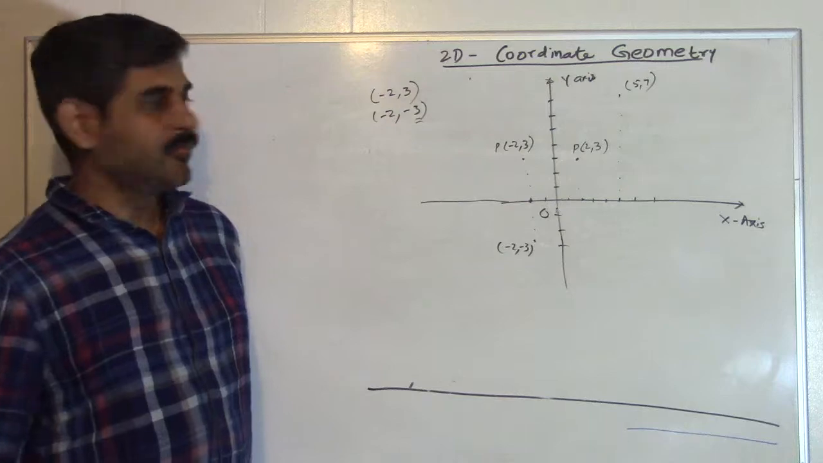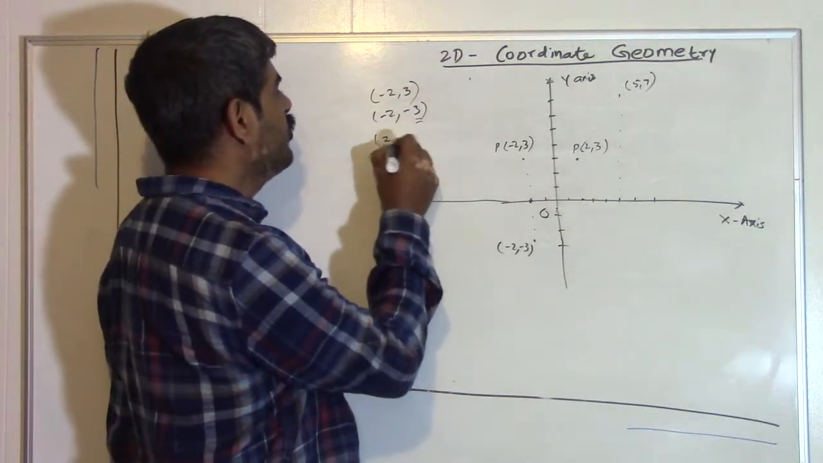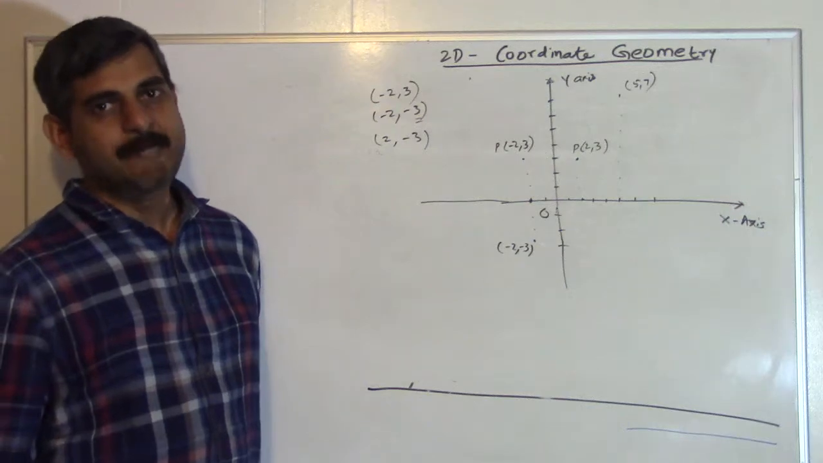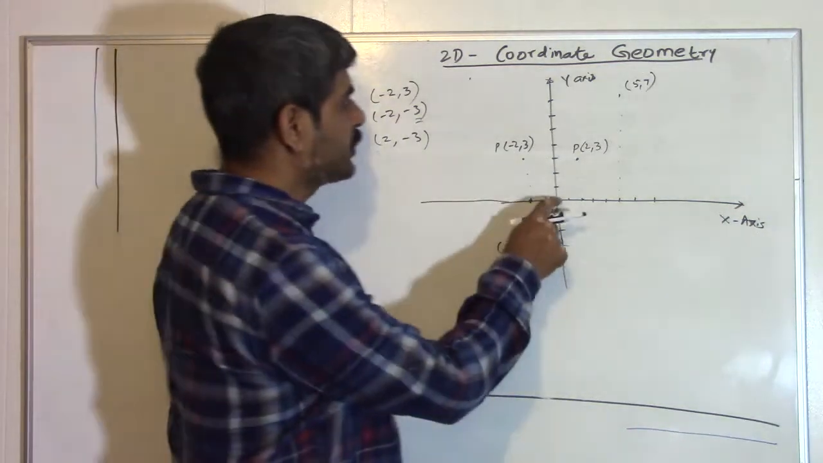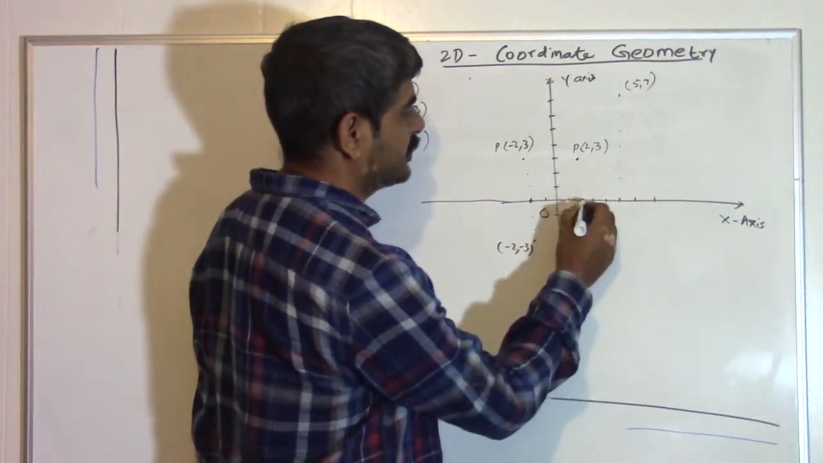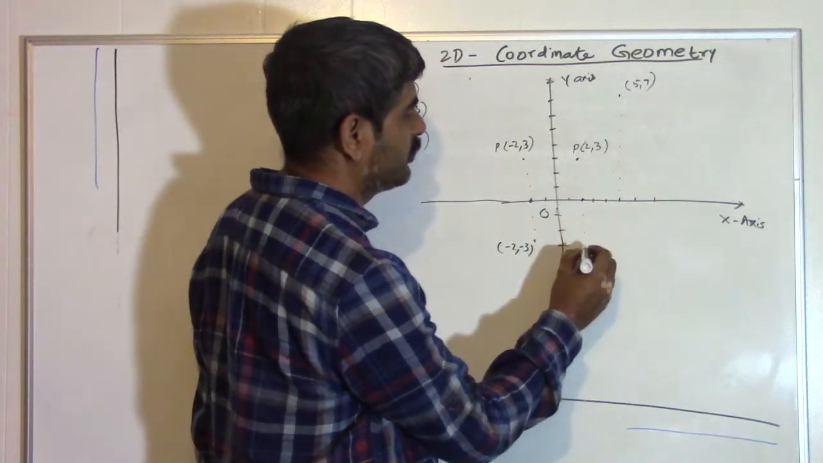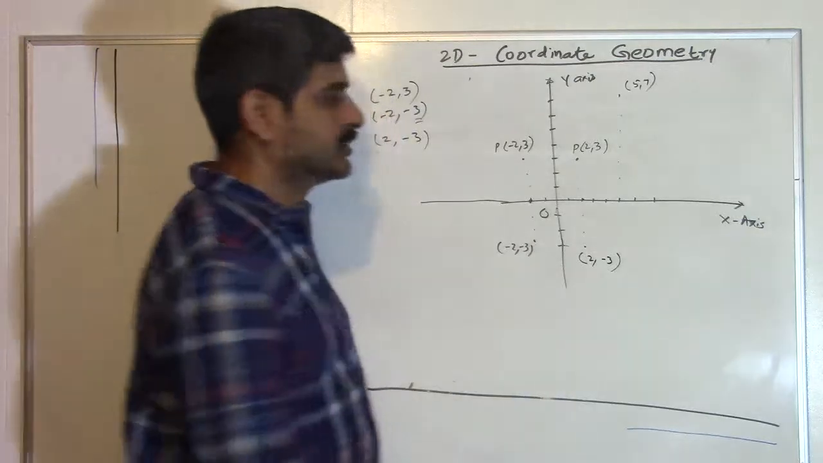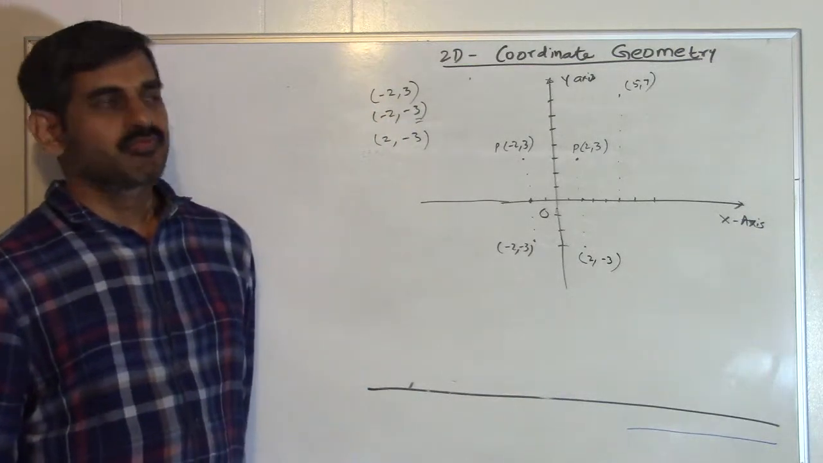And finally, we can ask something like 2 and minus 3. Try to figure out where this point will lie. So 2 means I need to go in the positive x-axis direction. So this will be 2 here, and minus 3 is 1, 2, 3 down here. So 2 and minus 3.